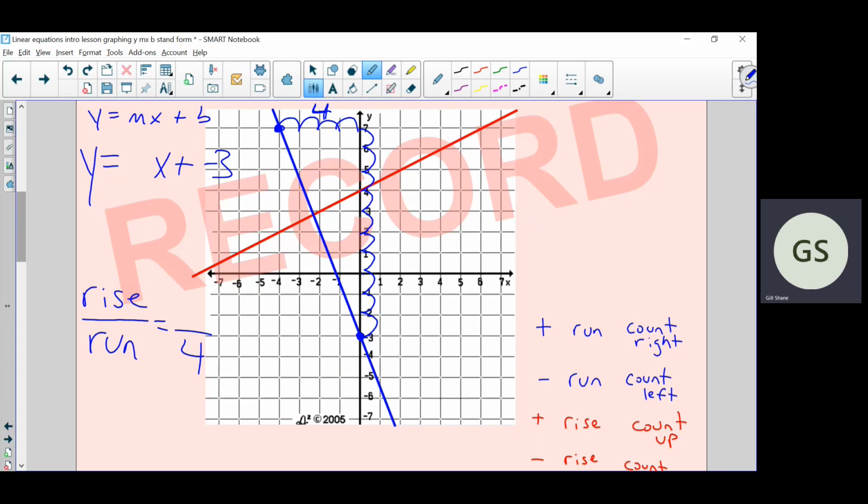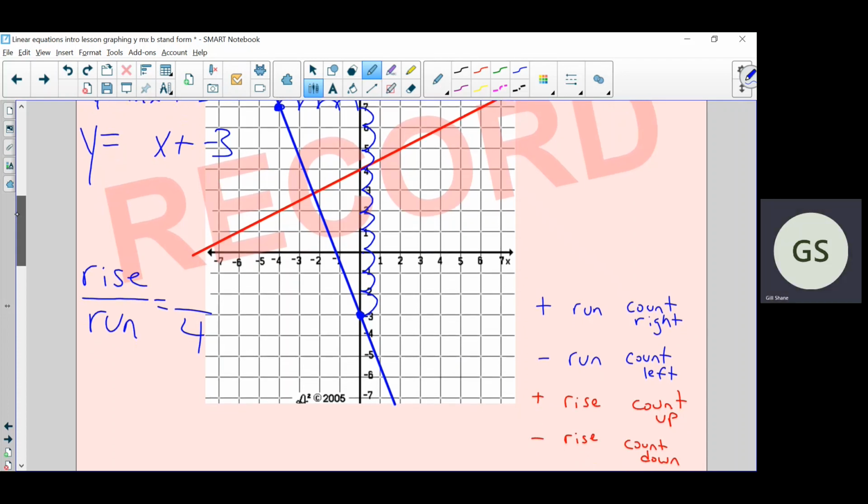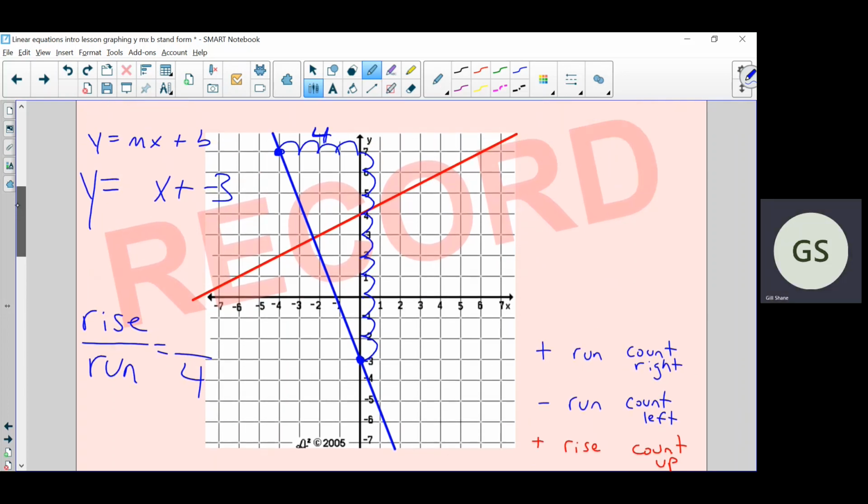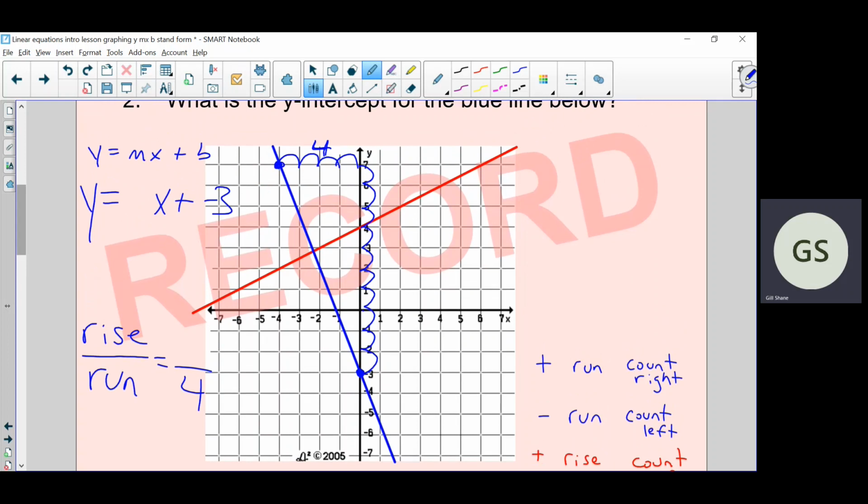Now I did go down for my rise, and I guess I can scroll a little bit. So down is a negative number for the rise. So, oh, I didn't count them. So that was 10, but again, negative because I went down. So that is your slope, but what's wrong with it?